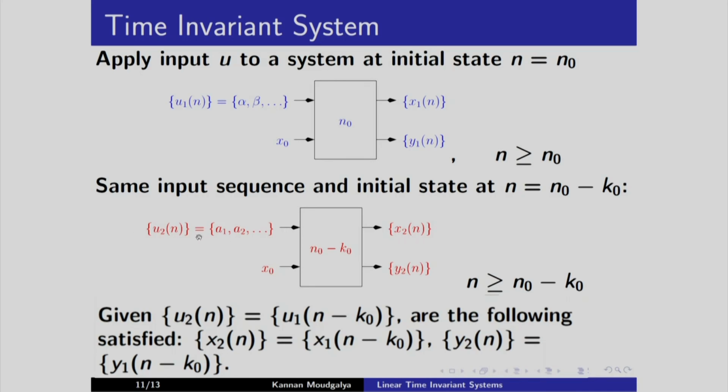Given that this u2 is a time shifted version of u1, shifted by the same amount here as here, are the following satisfied? Is u2 of n equal to u1 of n minus k, and y2 of n equals y1 of n minus k? That is the question. Of course you have to be consistent. If you choose k0 here, you should keep k0 here. If so, the system is time invariant.